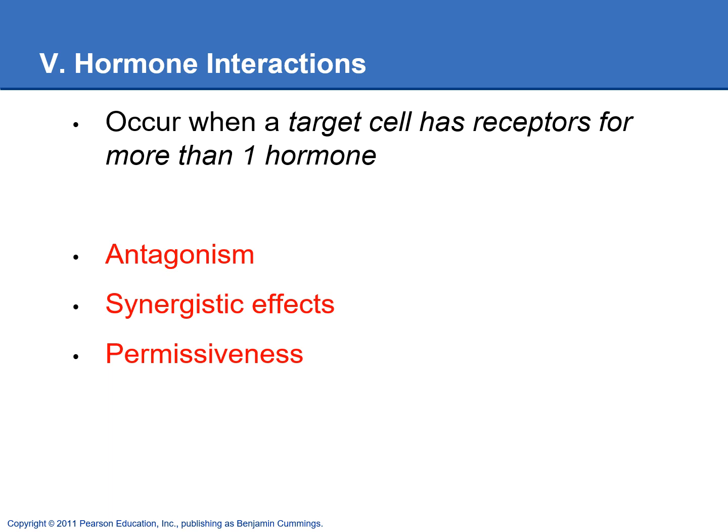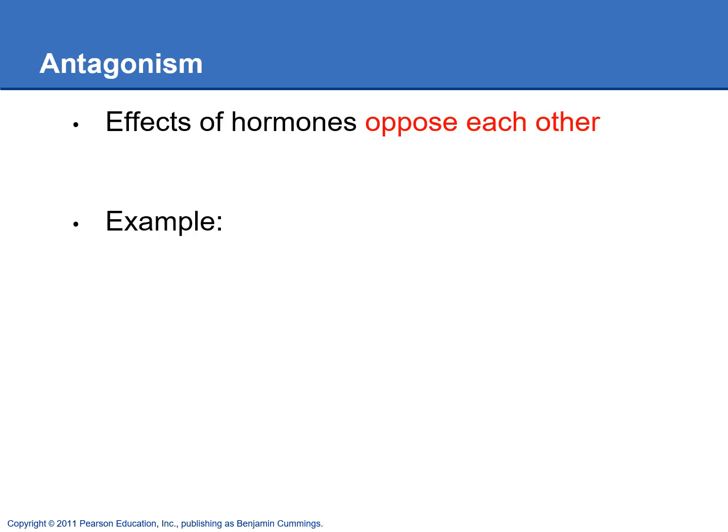Okay, hormones can interact with each other, and this occurs when the target cell has receptors for more than one hormone. And there's 3 different types of hormone interactions that you need to know. So these will definitely show up on the test. So we've got antagonism, synergistic effects, and permissiveness. So antagonism is when the effects of the 2 hormones are opposite. So a great example of antagonism would be insulin and glucagon.